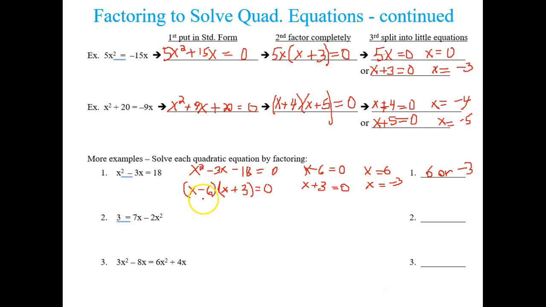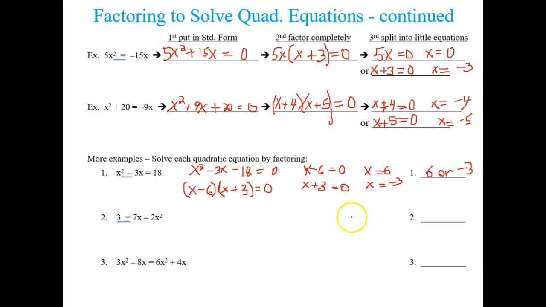Then I use the zero product property and I split it up and I say x minus 6 equals 0 or x plus 3 equals 0. In the first case, move the 6 over so x is positive 6. In the second case, move the 3 over so you get x equals negative 3.